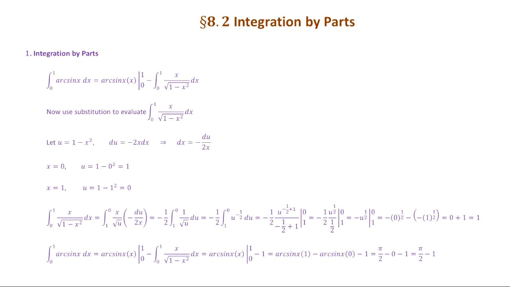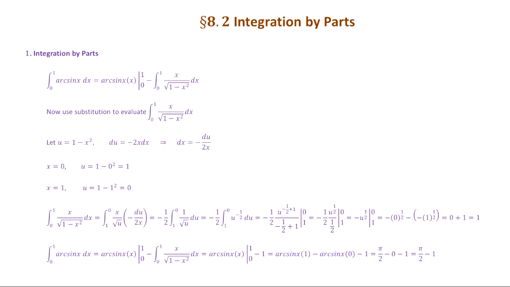For the first term, you plug in 1 and 0, so you get arcsine 1 times 1 minus arcsine 0 times 0. Arcsine 1 is just pi over 2 times 1, so you get pi over 2, and arcsine 0 times 0 is just 0. So at the end, you still need to subtract 1 from the original problem. So you get pi over 2 minus 0 minus 1, so that's pi over 2 minus 1. So that's the answer. Any questions?